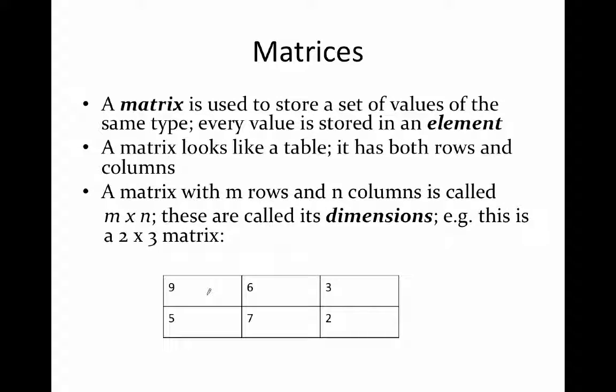So first of all, a matrix is used to store a set of values of the same type, and every value is stored in what is called an element. A matrix looks like a table. It has both rows and columns. And we say that the dimensions are m by n, m rows by n columns. So in this example, we have 2 rows and 3 columns. So this is a 2 by 3 matrix. Again, 2 rows by 3 columns.